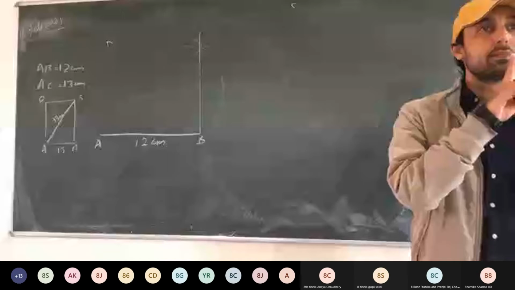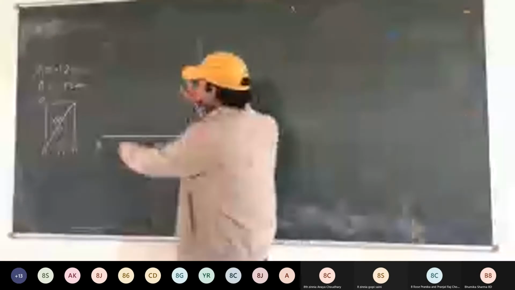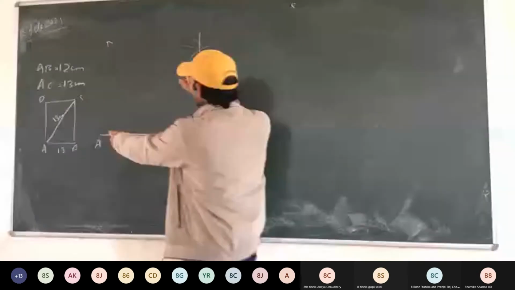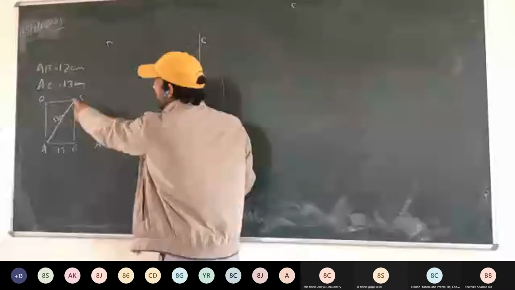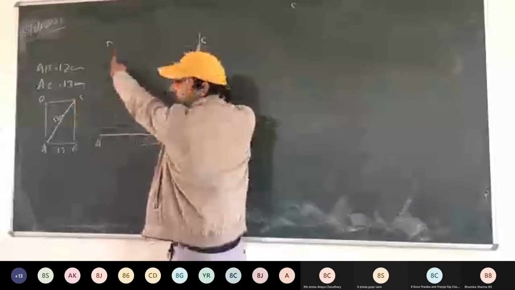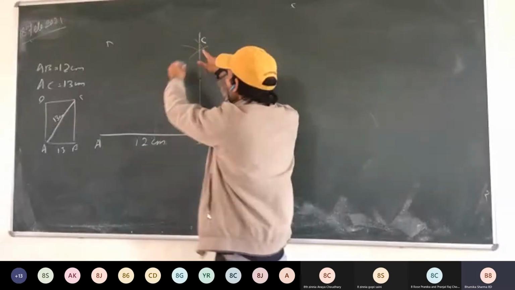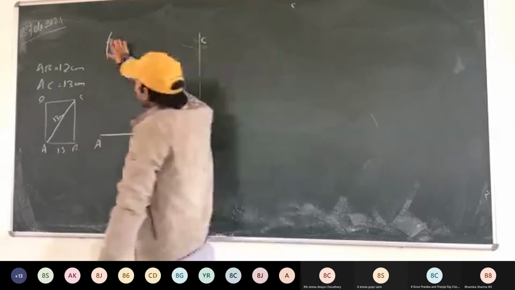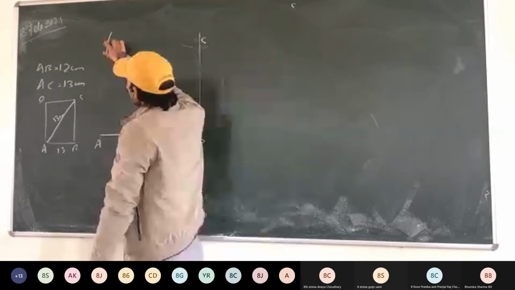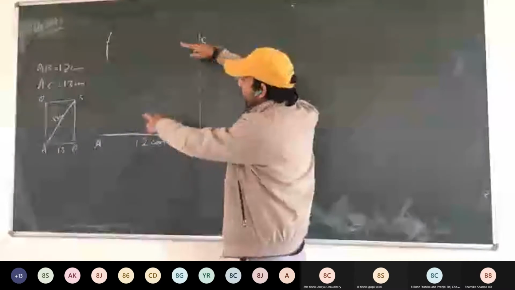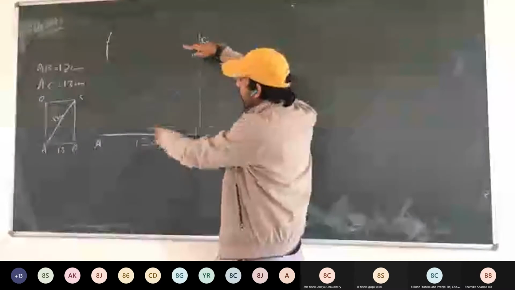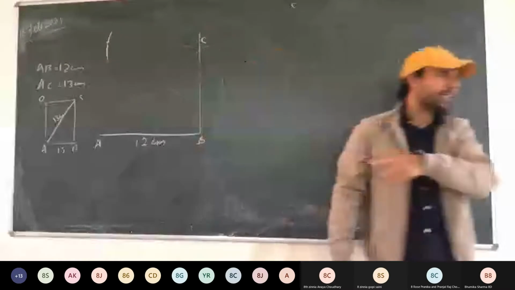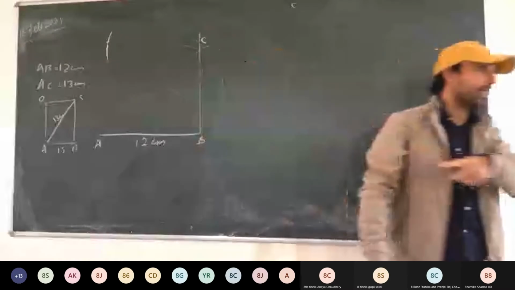Discussing with it. So from here, we have got which point? See, D is how far from C? 12 centimeters. So from C, draw an arc of 12 centimeters. From C, 12 centimeters. And how far from length BC in your compass? Take length equal to BC.